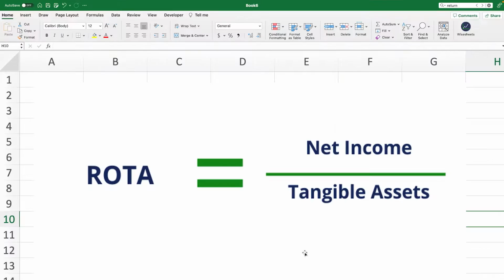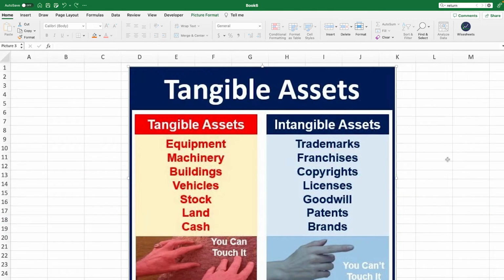The formula for the return on tangible assets is very simple. You take the net income and divide that number by the tangible assets of the company. The key part of the equation is the tangible assets. So tangible assets, as opposed to intangible assets, are assets that you can physically touch. Some examples of this include equipment, machinery, buildings, vehicles, stock, land, cash. Things that you can easily sell and turn into cash.